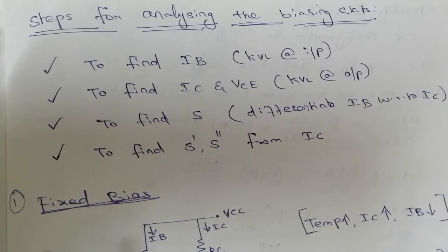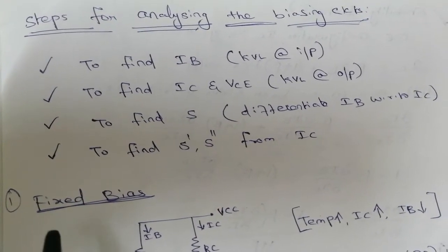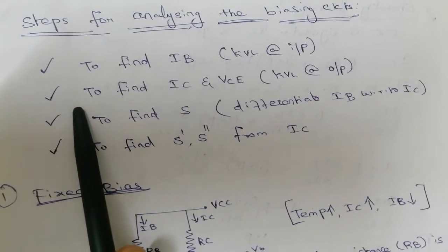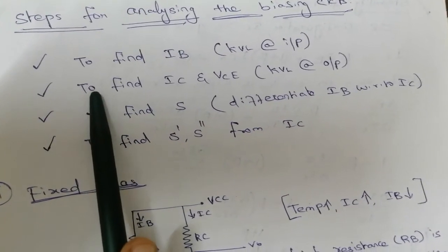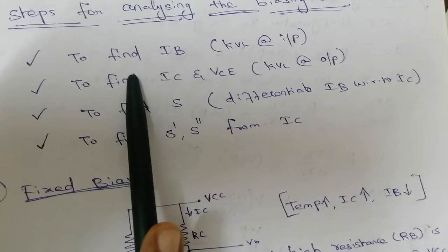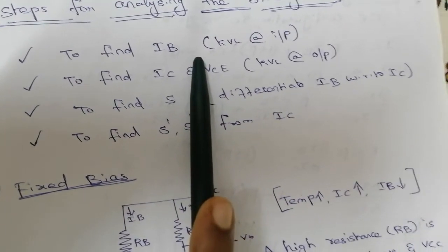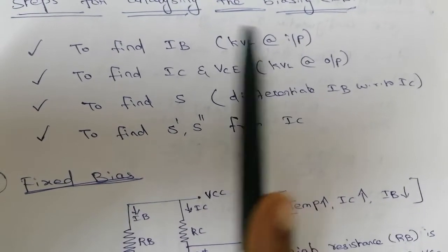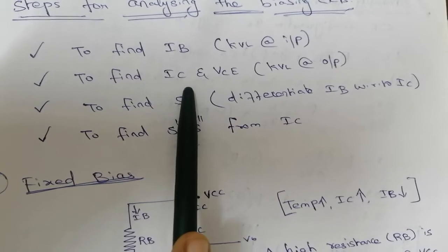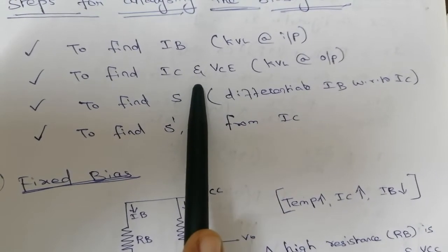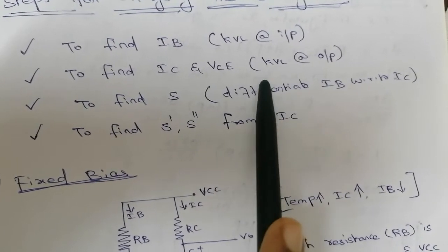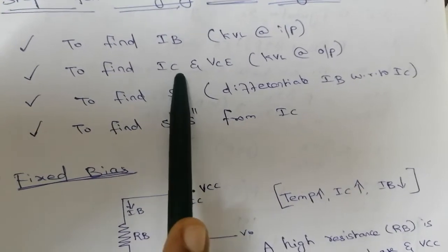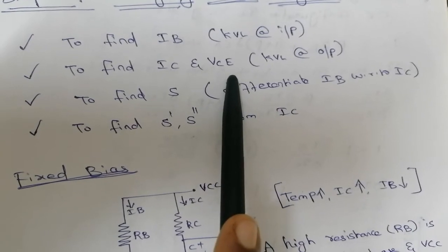So in the types of BJT, how to analyze the biasing circuits? We have four steps. First step, from the circuit diagram, that is the biasing circuit, we have to find the base current by applying KVL at the input circuit or input loop. Next is to find the collector current and collector emitter voltage by applying Kirchhoff voltage law at the output circuit.